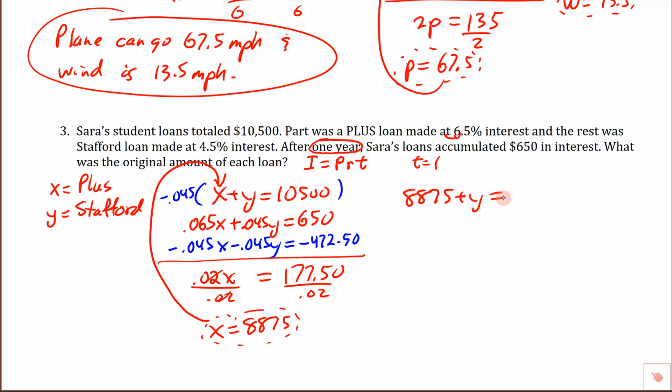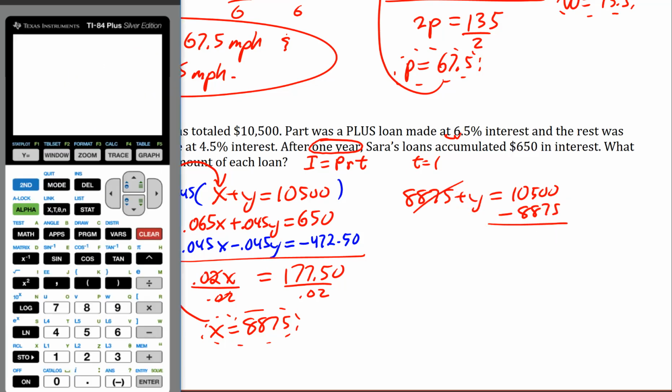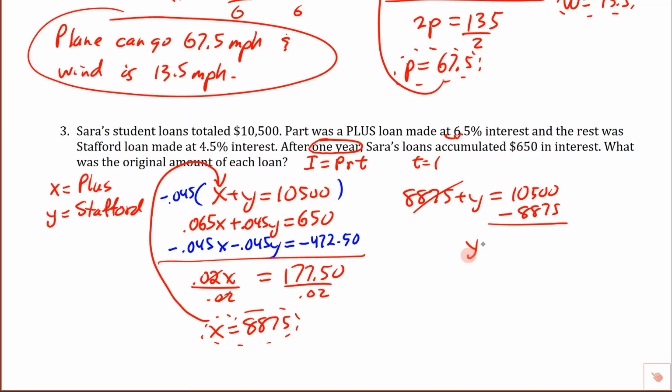So 8875 plus y is equal to 10,500. So all we have to do is subtract the 8875. So I'm going to go ahead and pull up the calculator and let's see what we get here. We're going to do the 10,500 and we are going to subtract 8875. So we end up with 1625. So we're going to get y equals 1625. So I'm going to go ahead and circle that.